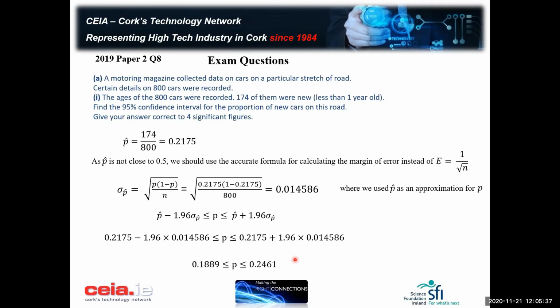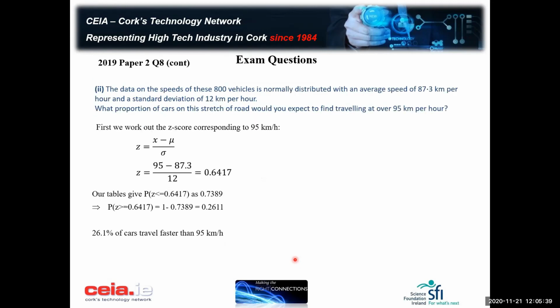Okay, part 2. Now we're looking at, again, the same sample of vehicles, but we're not looking at a proportion anymore. We're looking at their mean speeds. So we're looking at inferences about means from the sample in this case. And they do give the sample mean 87.3 and standard deviation 12. And they're asking you what proportion is over 95.